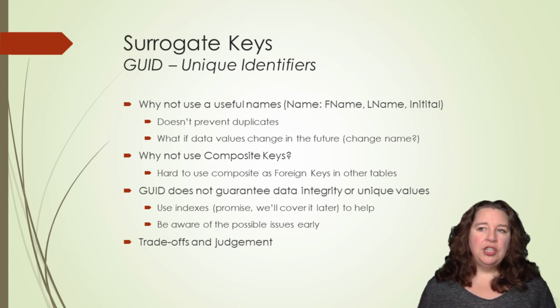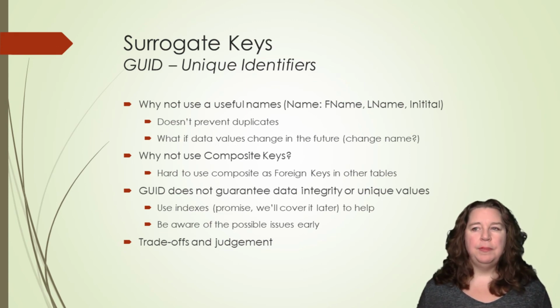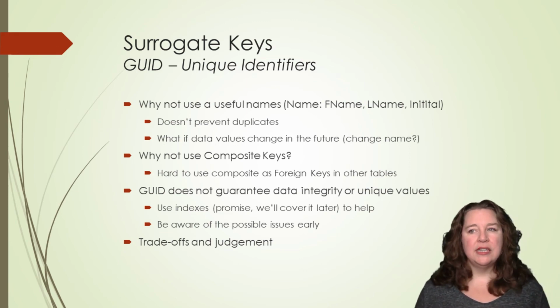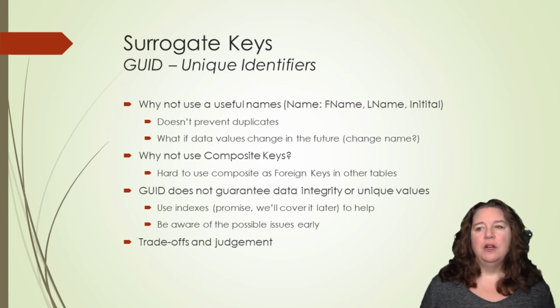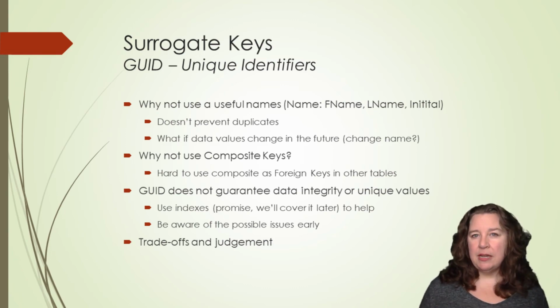We don't like to use useful names like first name, last name, something like that, because it doesn't prevent your duplicates. And sometimes those values can change. And remember, your primary key should never change. So you never want to use something that could possibly change. So you don't want to use really useful names. You don't want to use composite keys because if we're going to use it as a foreign key in another table, having composite keys makes that more difficult.